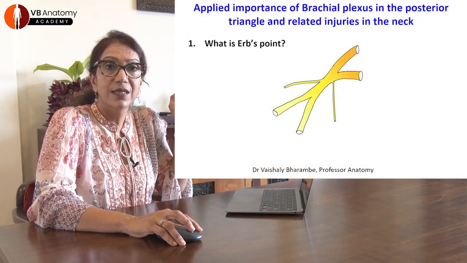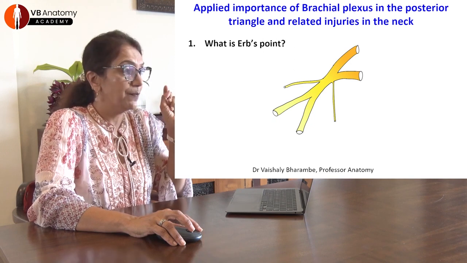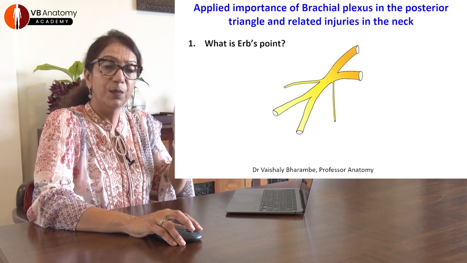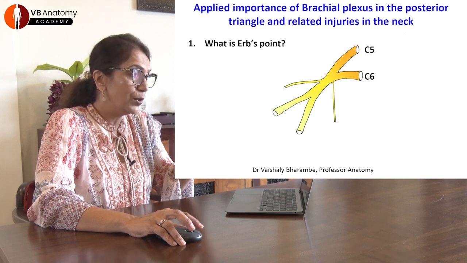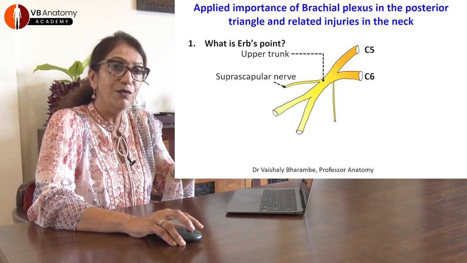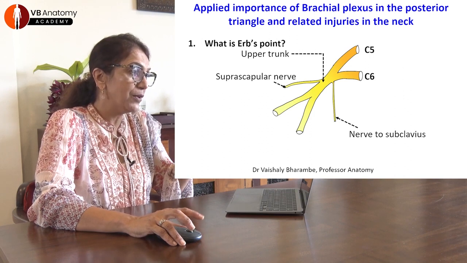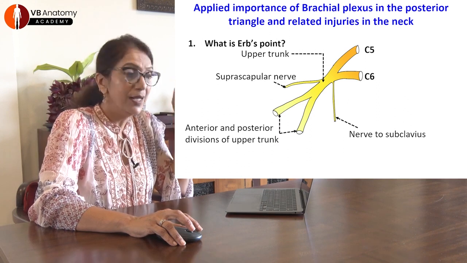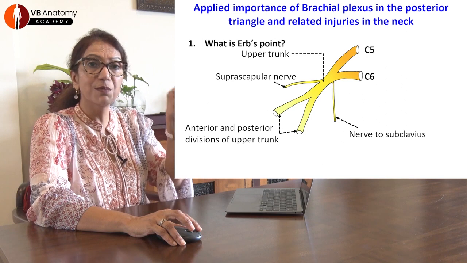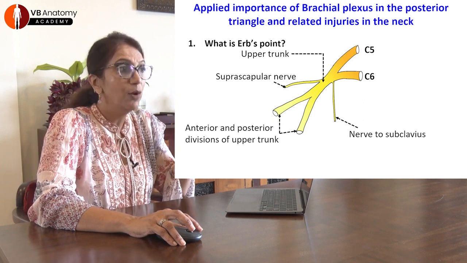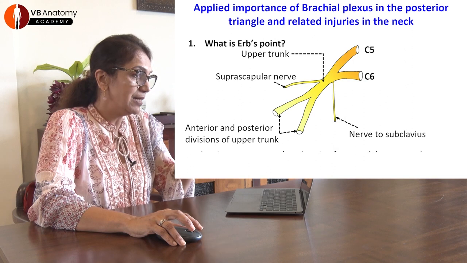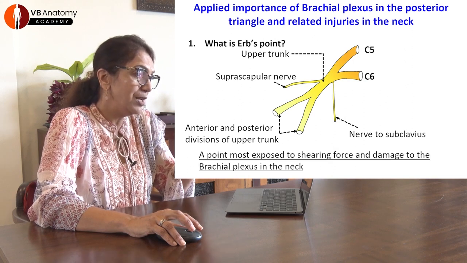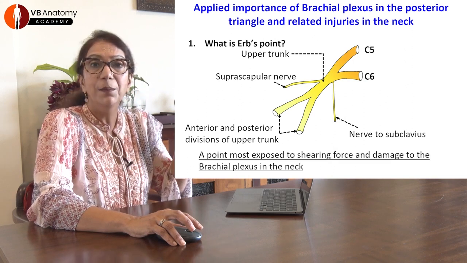Alright, let's come to what is called the Erb's point. Revise here, draw with me later. Erb's point is when roots from C5, C6 unite to form the upper trunk, which gives rise to suprascapular and nerve to subclavius. And finally, the upper trunk divides into an anterior division and a posterior division of upper trunk. Got it? This single point where the 6 nerves meet is called Erb's point. What is important about it? It's the point which is most exposed to shearing force and damage to the brachial plexus.